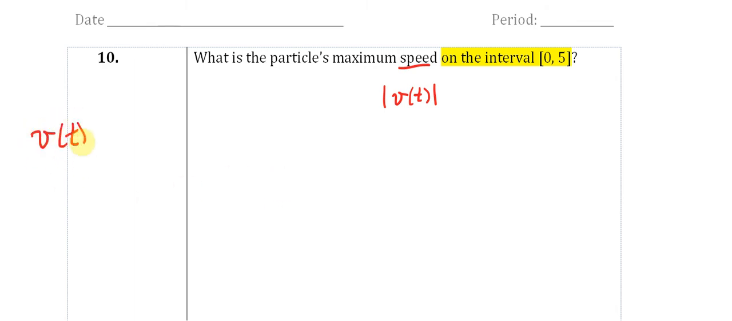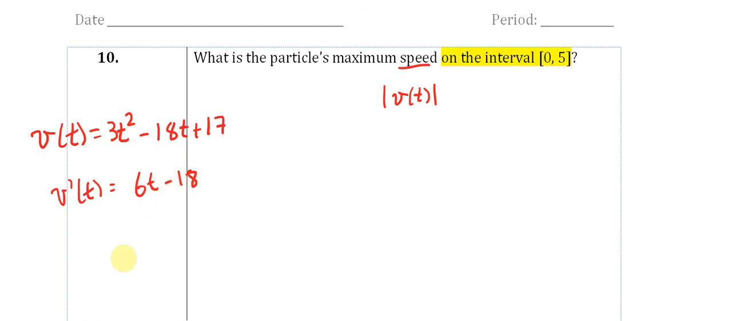We already know, again, that the velocity function is 3t squared minus 18t plus 17. And when we're looking for the speed, we have to consider where the velocity is at a maximum, positive, and where the velocity is at a minimum, negative. So let's figure out where the extrema of the velocity function are. Let's take the derivative of the velocity function. This gives us 6t minus 18. Set this equal to 0. So we get that, again, t is equal to 3.